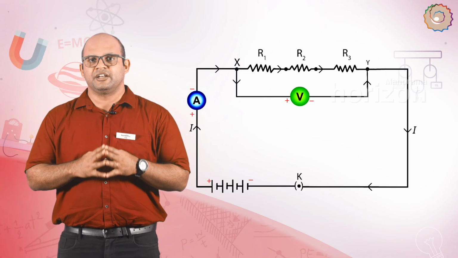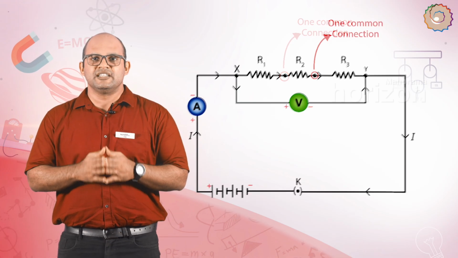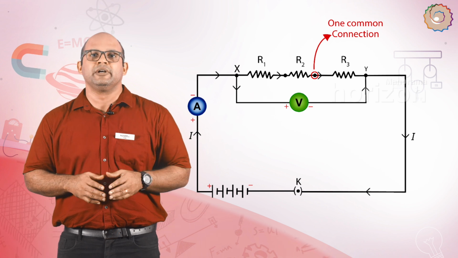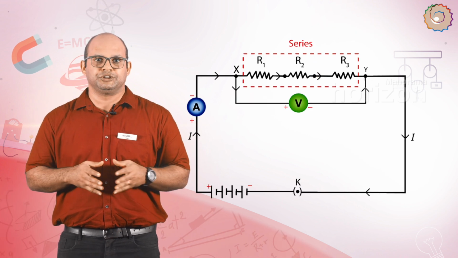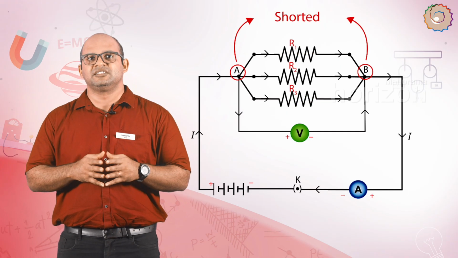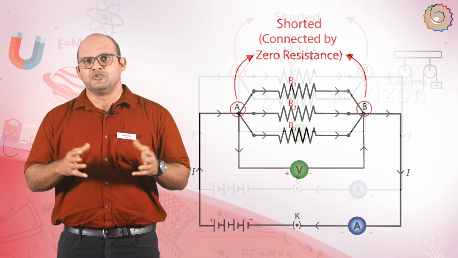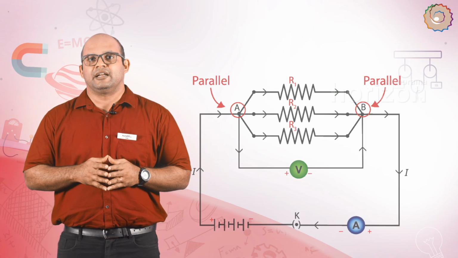When resistors are connected end to end, such that any two adjacent resistors share only one common connection between them, the resistors are said to be in series connection. When resistors are connected such that the ends of the resistors are shorted together, which means that they are connected by zero resistance, the resistors are said to be in parallel.